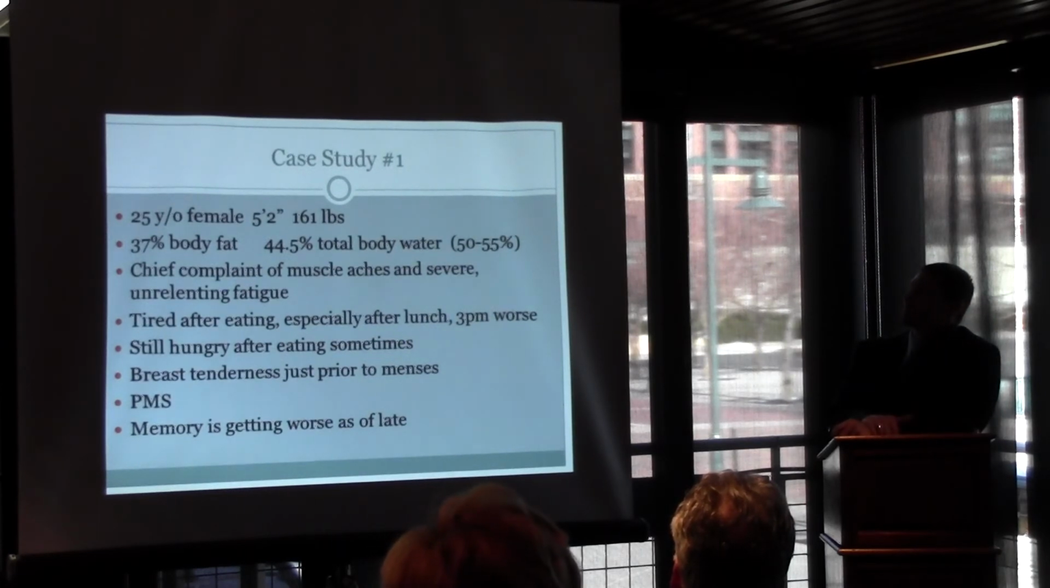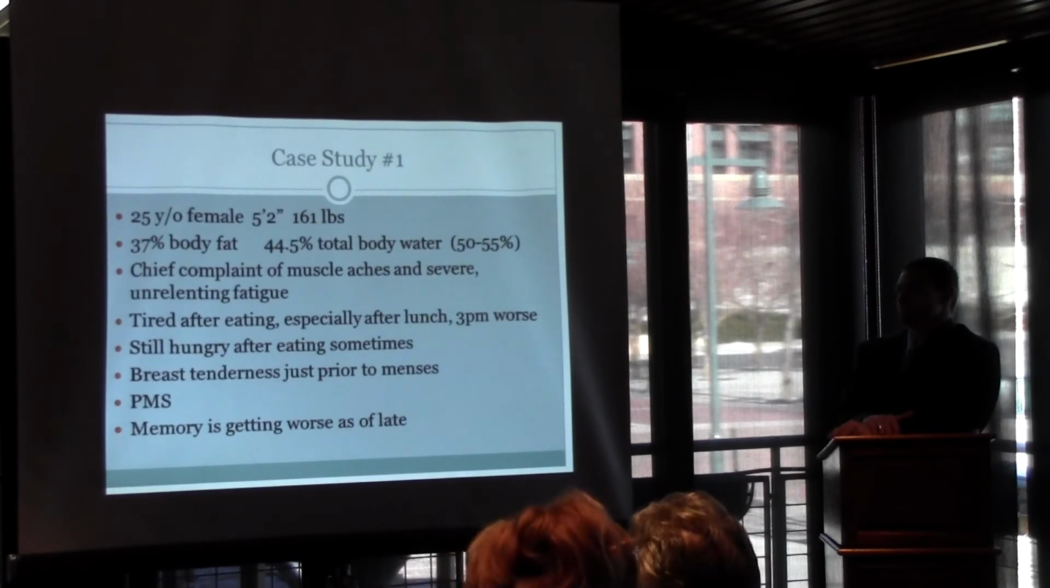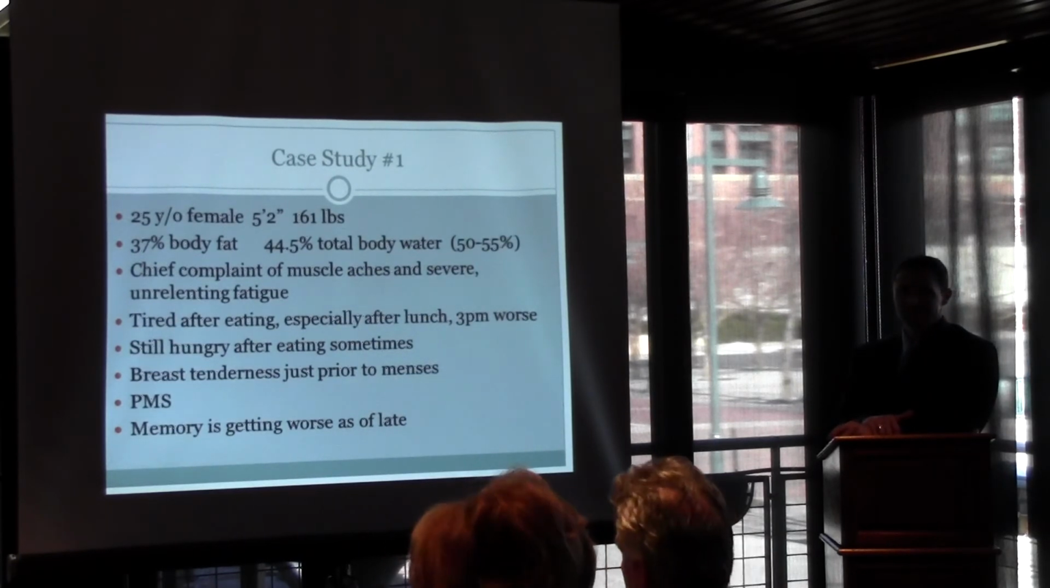Chief complaint of muscle aches and severe unrelenting fatigue. Tired after eating, okay? So now we're beginning to think maybe more of a hyperglycemic pattern, especially after lunch. And then at 3 p.m. it's worse. Okay, with 3 p.m. worse, that's kind of trending back towards hypoglycemia again, right? Still hungry after eating sometimes. Breast tenderness just prior to menses, okay? PMS, memory is getting worse as of late. This sounds like our presentation, doesn't it?